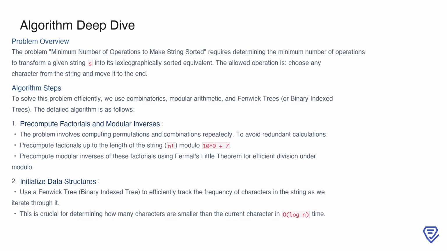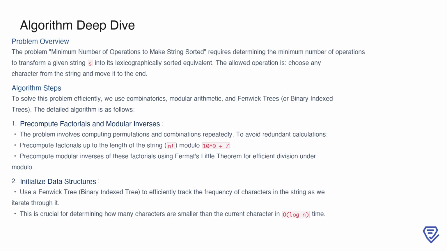First, we pre-compute factorials and their modular inverses. Since permutations and combinations calculations are fundamental to the solution and are repeated multiple times, pre-computing these values modulo 10 to the power of 9 plus 7 ensures efficiency. Modular inverses are calculated using Fermat's little theorem, which simplifies division under modulo.